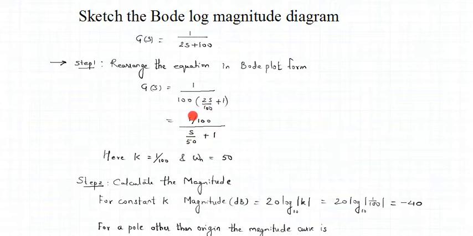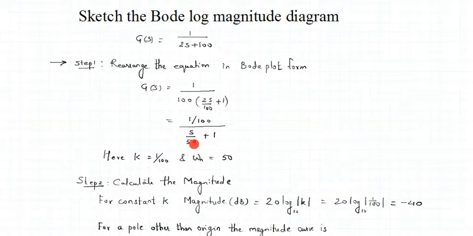Now, if we compare this with a standard transfer function, the term in the numerator, 1 by 100, definitely is the constant of the system, and that represents k, right? So 1 by 100 is the gain of the system, which we denote as k. So k is 1 by 100. And if we compare the denominator term s by 50 plus 1, this is a pole other than at origin, is it not? This is indicating that the system has a pole, and where is the pole located? The pole is located at a place which is other than origin.